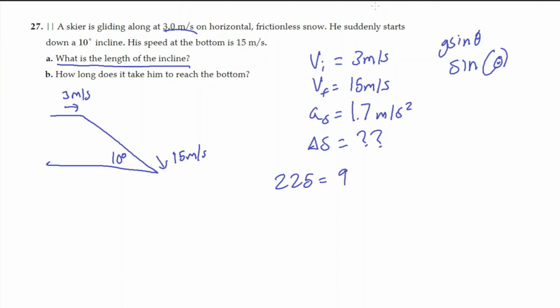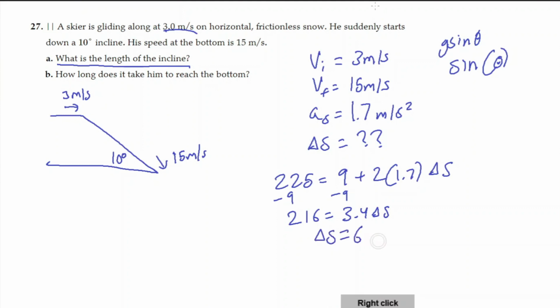and then v initial squared, which is 9, plus 2 times acceleration, which is 1.7, times delta S. If we figure this out, we subtract 9 on both sides. That's going to be 216 is equal to 3.4 delta S, because 2 times 1.7 is 3.4, and 216 divided by 3.4 gives us delta S of 64.5 meters, and that is the length of the incline.